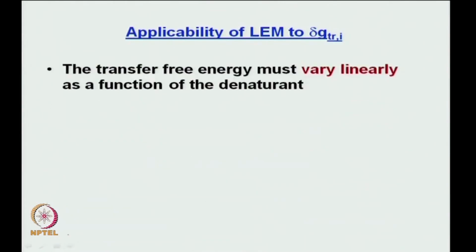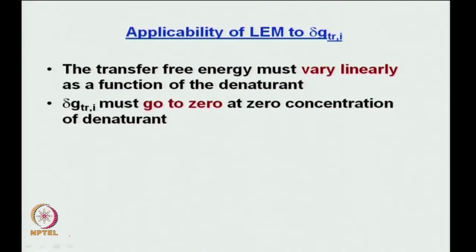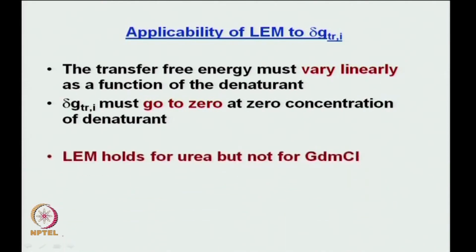The same thing which we just discussed is going to come up on the slide now. If you are going to apply the linear extrapolation method to this transfer model, then the transfer free energy must vary linearly as a function of the denaturant. That we have seen already, it is applicable for both. Now, the delta G transfer must go to 0 at 0 concentration of denaturant, but this does not happen for guanidine hydrochloride. So what we can say is the linear extrapolation method holds for urea, but not for guanidine hydrochloride. This is a proof of that.